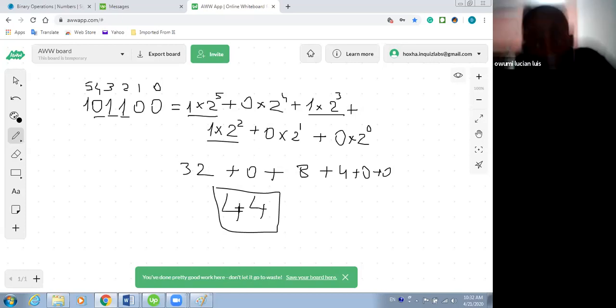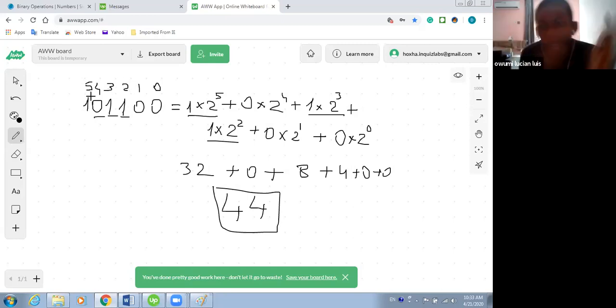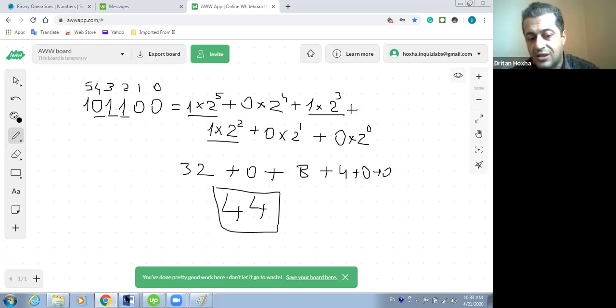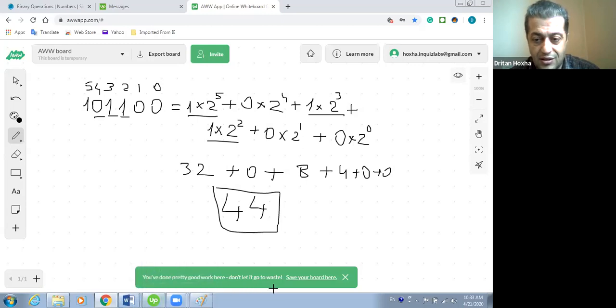No, I started from the other side like this. Let's do it again. 1 times 2 at power 5, because we start from power 0 from the right: 0, 1, 2, 3, 4, 5. So we have 6 digits. No problem. The important thing is to understand. It is not a problem if we did not solve correctly.